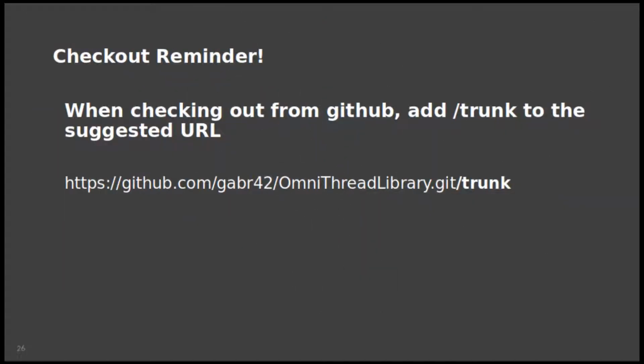Many people think that GitHub works only with Git. You can actually check out files from GitHub using Tortoise SVN. You must add /trunk to the URL yourself as shown in this OmniThread library example.